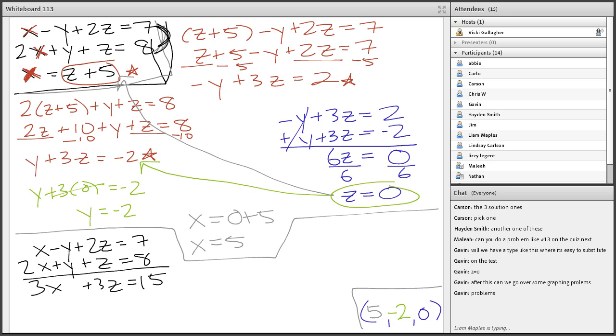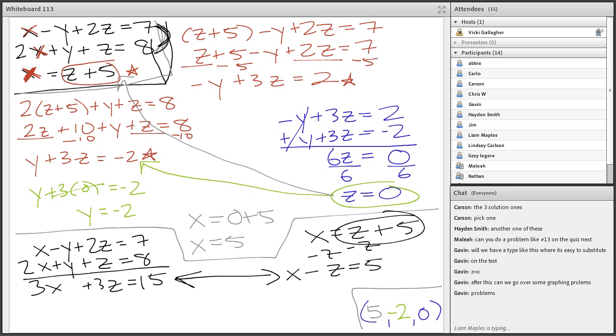If you were going to do that, you would need to minus the z. You can make it x minus z equals 5. And now these two are set up for elimination. Or you could plug this in for that x and solve for, like, there's so many different things you can do.